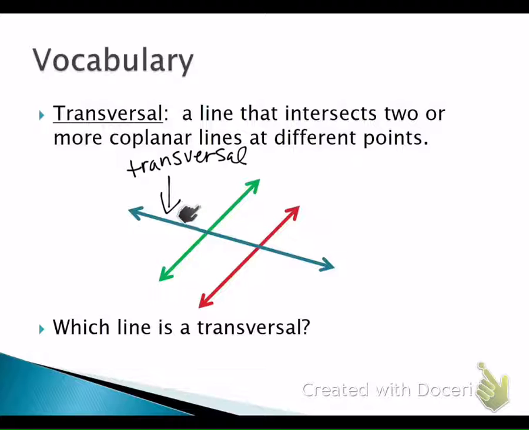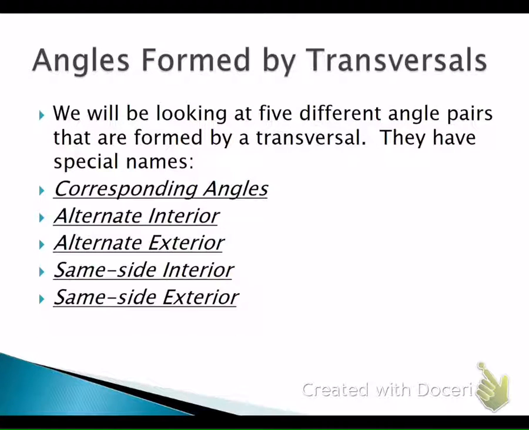So you can see actually 8 angles are formed. 4 up here, 4 down here. And special pairs happen, like 2 are related in a certain way. They have special names. We're going to practice those names today. Does anyone need more time on transversal? We're good? All right.